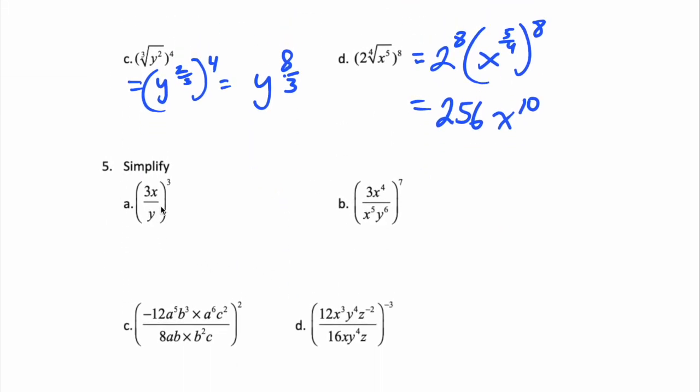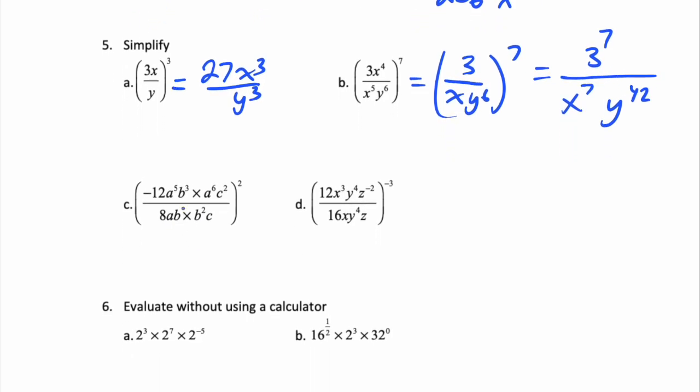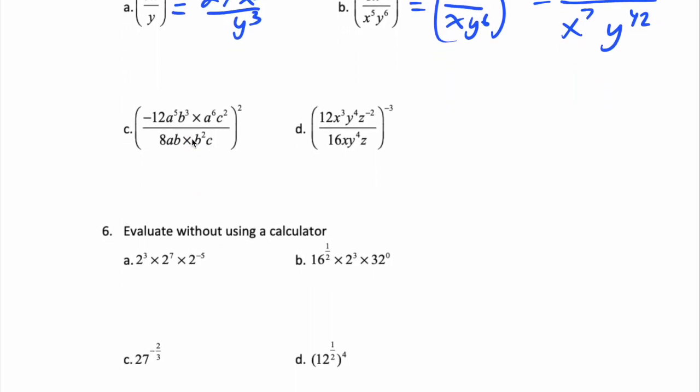Okay, you got stuff in the brackets to an exponent. Then make sure you do everything in the brackets to that exponent. So you got to do 3 cubed, which is 27, x cubed over y cubed. Here it's much easier to simplify the x's first. This is like 3 over x, y to the power of 6 to the power of 7. 3 to the power of 7 over x to the power of 7, y to the power of 42. And for questions like this, it's much easier to simplify everything in the brackets first. That's usually the best thing to do.